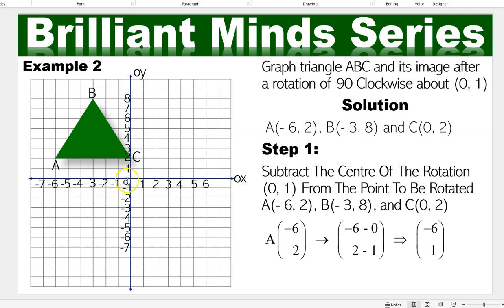And so the x value is the origin, which is 0, and then the y value is 2. So C is (0, 2). Step 1, we are going to subtract the center of the rotation, (0, 1), from the points to be rotated, A, B, and C. So when we subtract the center of the rotation, (0, 1), from the point (-6, 2), we are going to get (-6, 1), because -6 minus 0 is -6, and 2 minus 1 is 1.